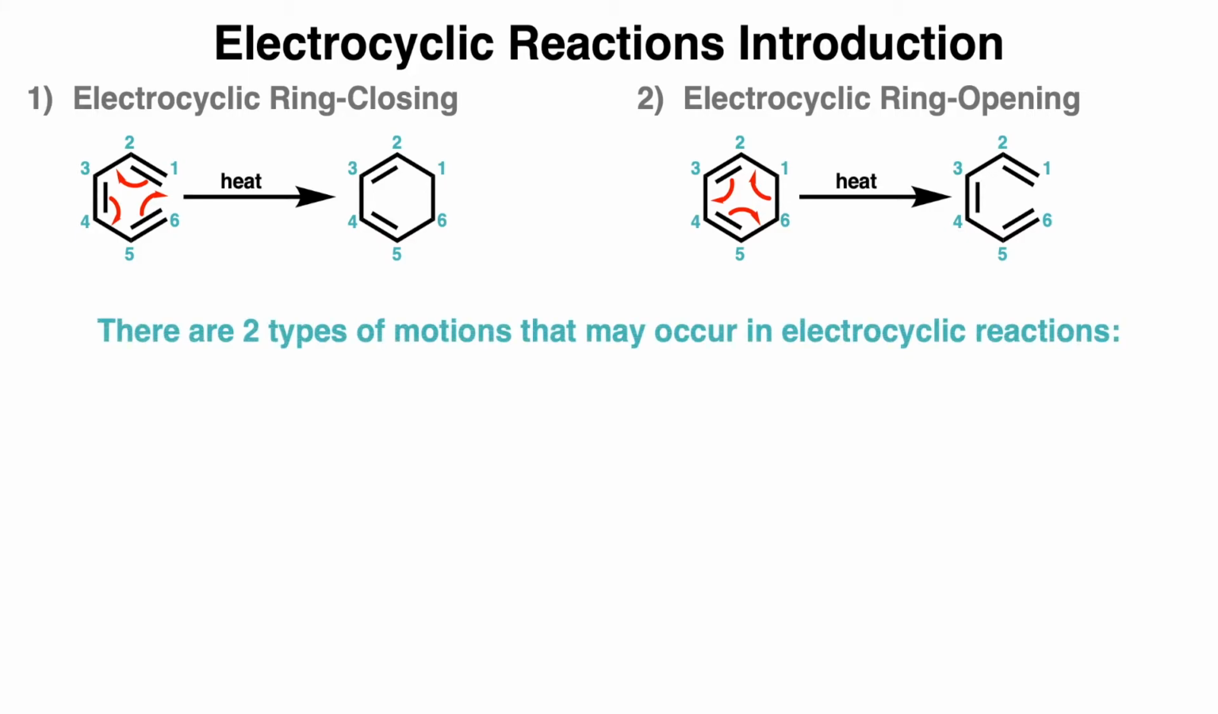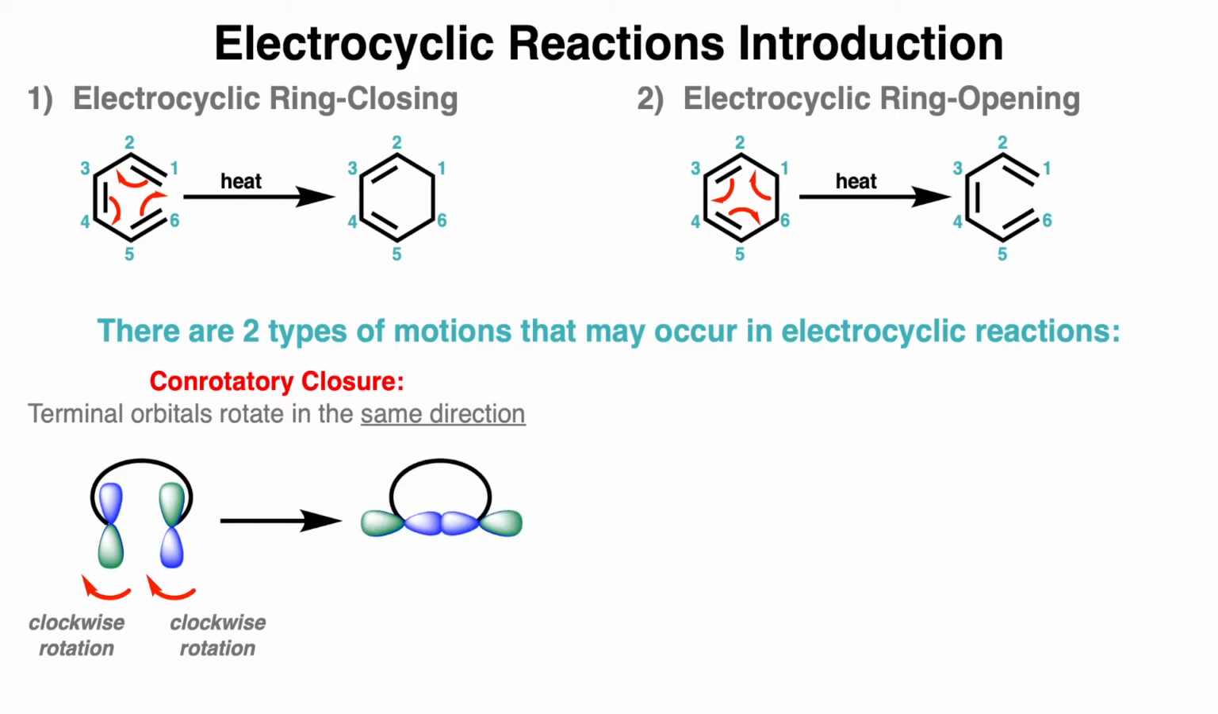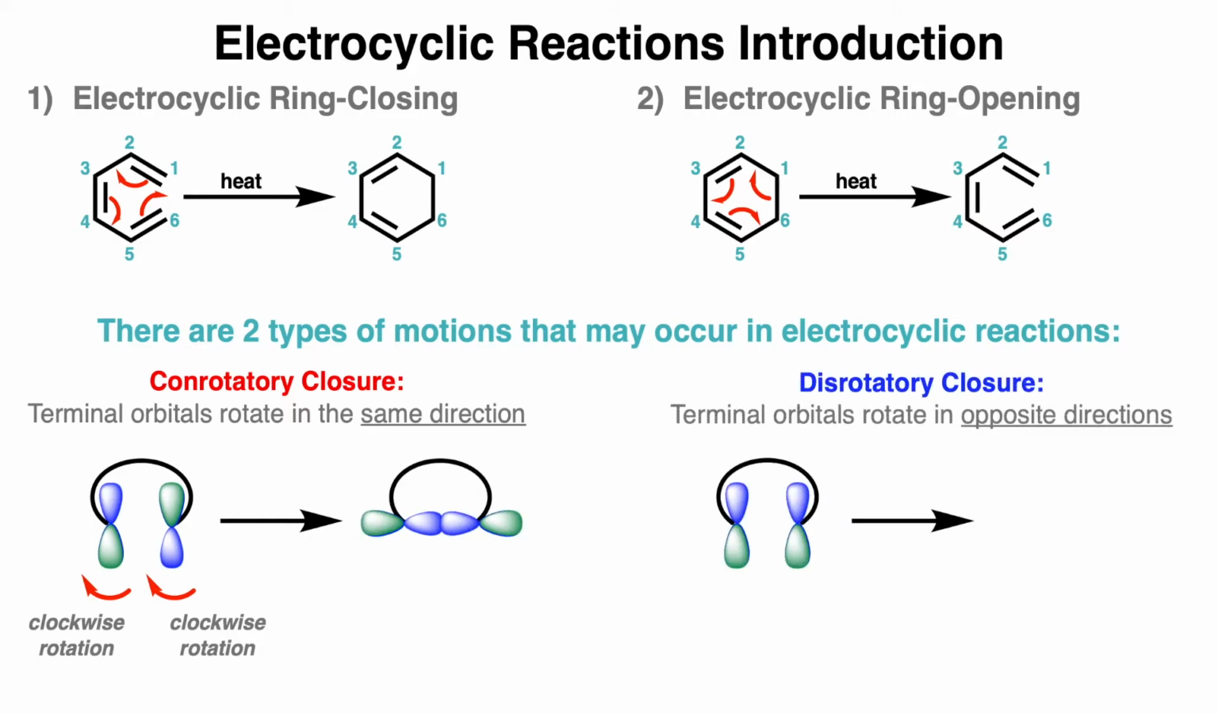The first is a conrotatory closure, where terminal orbitals may rotate in the same direction. Remember that in order for a bond to form, the same types of orbital lobes must overlap. So in this case, in order to do that, both orbitals must rotate in the clockwise direction for the blue lobes to overlap. And since they're going in the same direction, this is called conrotatory.